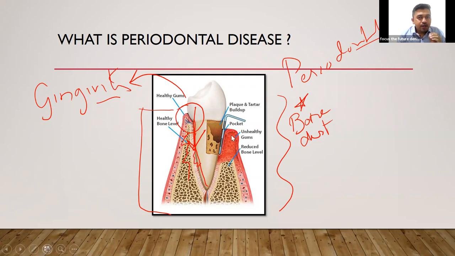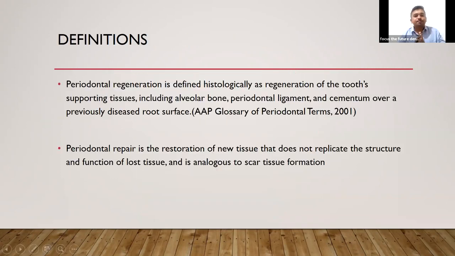Now moving on to the next slide. Before we go into these definitions, once you have gingivitis and periodontitis, there is destruction of the tissue there. Especially when it is periodontitis, there is destruction of bone, destruction of periodontal ligament, and destruction of your cementum. Now, what do you do? What is a common treatment that you do for all these kinds of periodontal diseases?